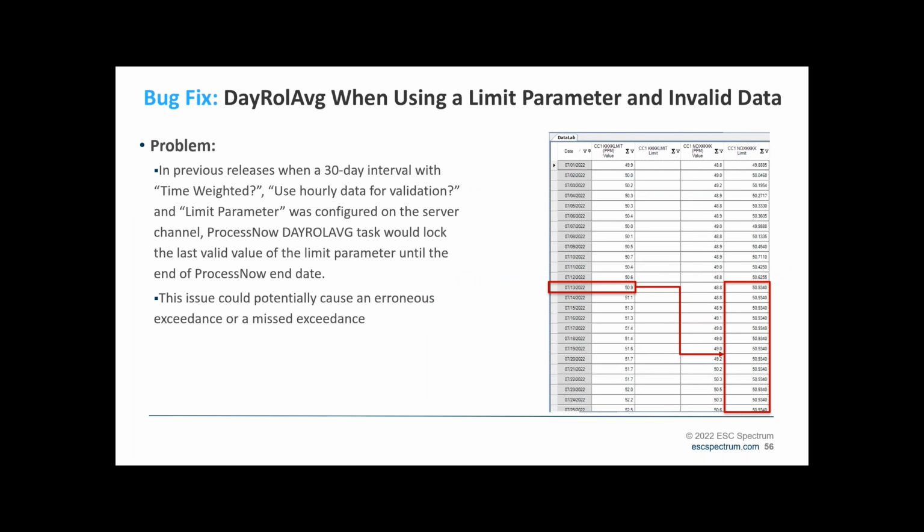Day rolling average when using a limit parameter and invalid data. When a 30-day interval with time-weighted, use hourly data for validation, and limit parameter was configured on the server channel, process now day rolling average task would lock the last valid value of the limit parameter until the end of the process now end date, which could potentially cause an erroneous exceedance or a missed exceedance.